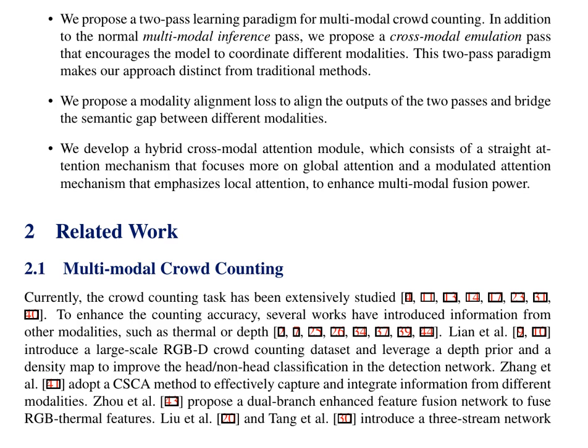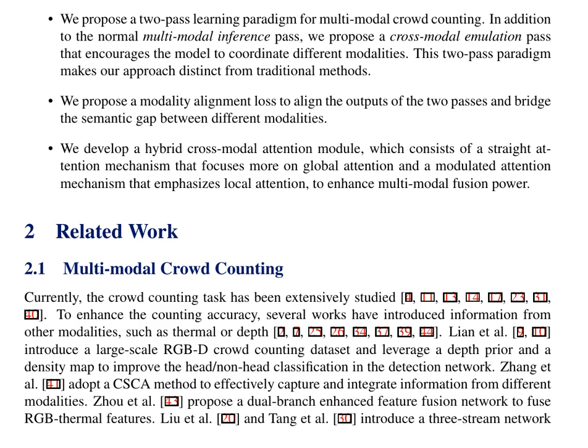The two-pass learning paradigm consists of a normal multimodal inference pass and a cross-modal emulation pass that encourages the model to coordinate different modalities. A modality alignment loss is proposed to align the outputs of the two passes and bridge the semantic gap between different modalities. Additionally, a hybrid cross-modal attention module is developed, consisting of a straight attention mechanism that focuses on global attention and a modulated attention mechanism that emphasizes local attention, to enhance multimodal fusion power.